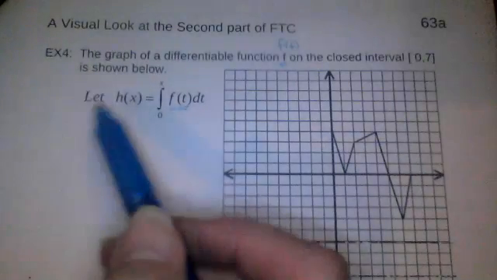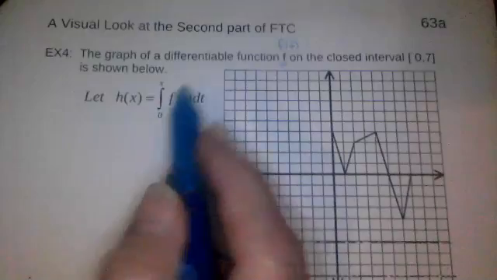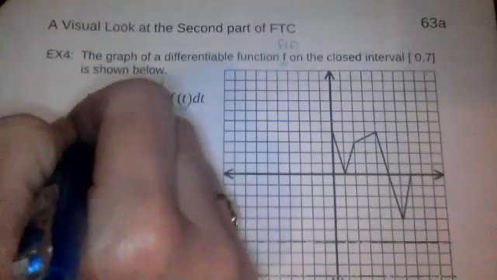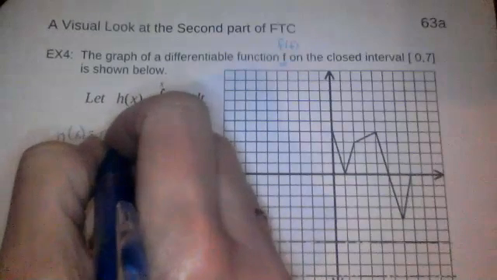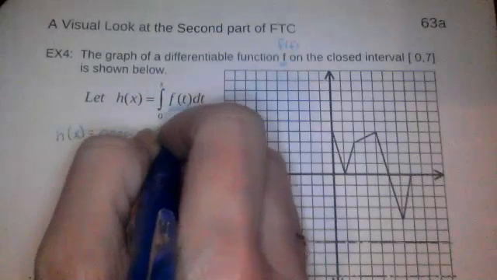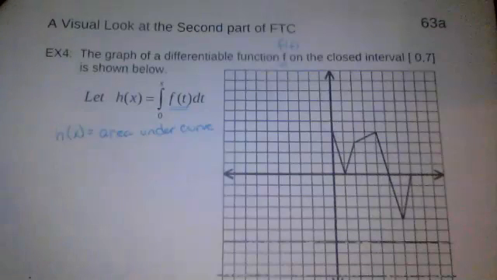Now, they're defining h of x as the integral. So what that tells us is we know that when we integrate, we're finding area under the curve. So h of x is going to equal the area under this curve from 0 to wherever we stop.